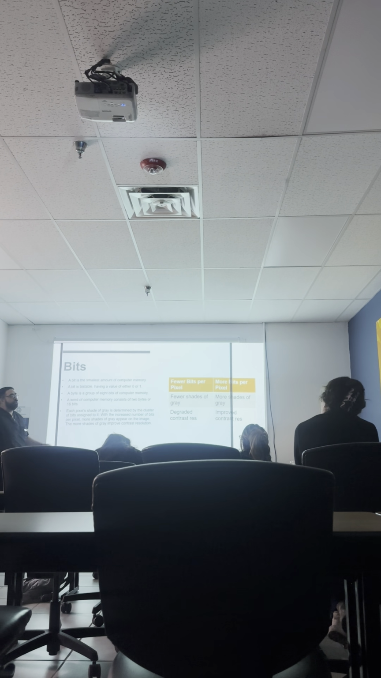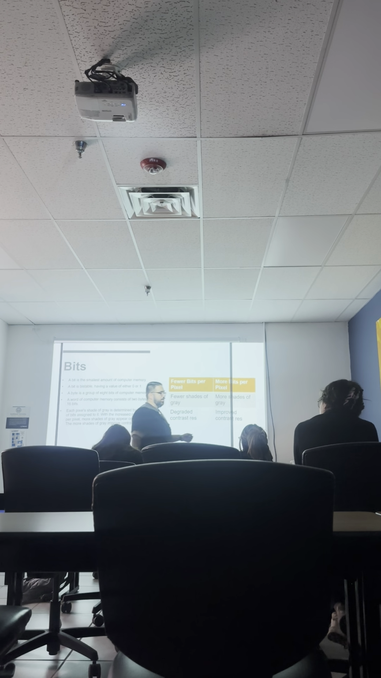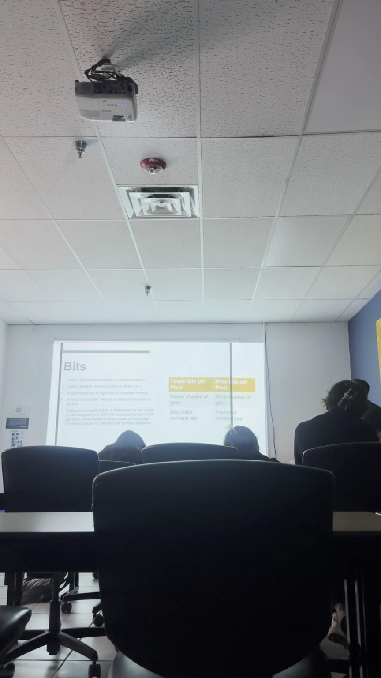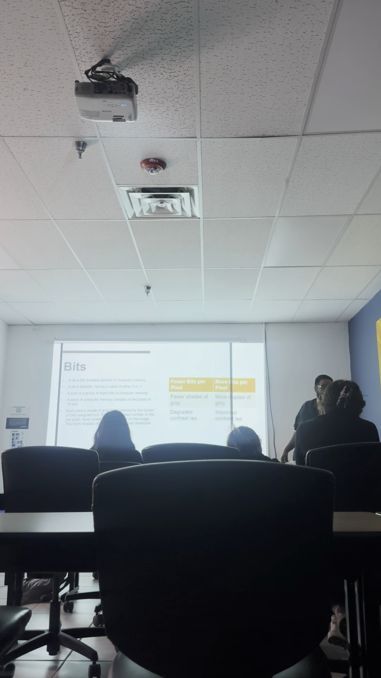Okay, so what makes up a byte? 8 bits. 8 bits equals a byte. What makes up a word? 2 bytes, or 16 bits, right? Because 8 times 2 equals 16. Now what determines the shades of gray? The bits per pixel. So the more bits per pixel, the more shades of gray.